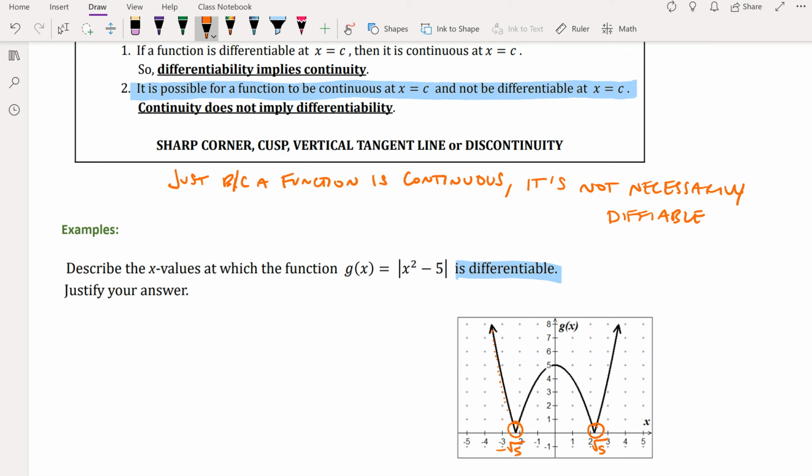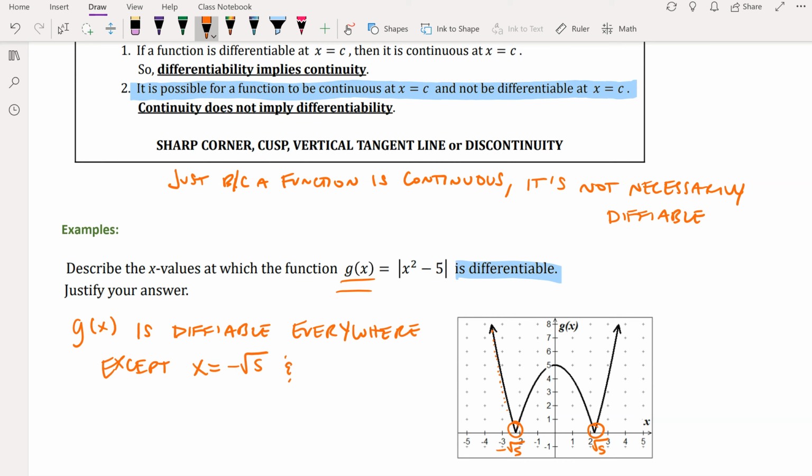square root of 5. So the way that we would answer this question is g of x is differentiable everywhere. It's differentiable for every x value everywhere except x equals negative square root of 5 and x equals square root of 5.